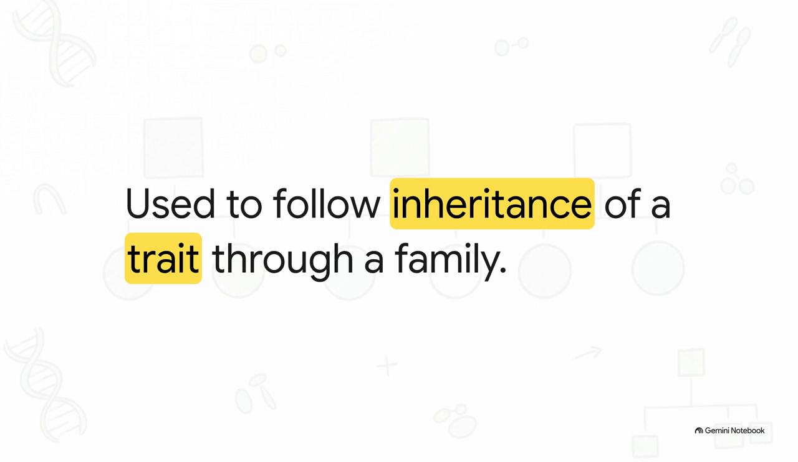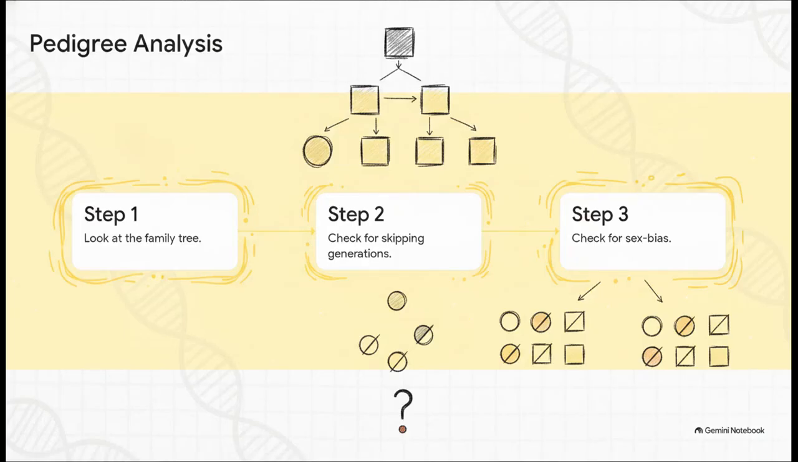You're following visual clues left behind in the family tree to figure out where a trait started and where it's going next. You could be tracking something totally common, like freckles, or maybe a specific genetic condition like colorblindness. To pull this off effectively, we use a super straightforward step-by-step procedure. Step 1, look at the family tree. Step 2, check for skipping generations. And step 3, check for sex bias. It really is that beautifully simple.